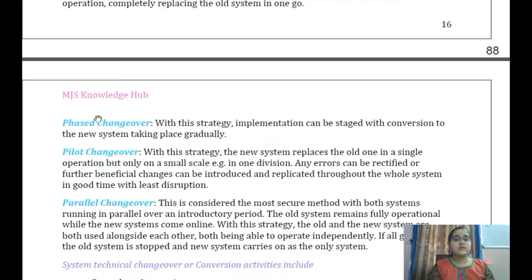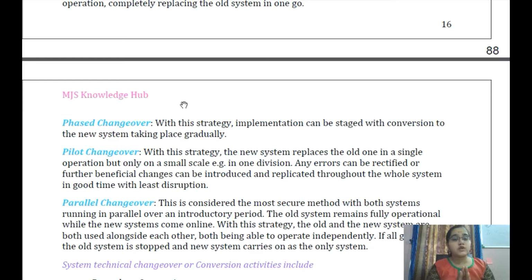So in a phased changeover, it will be taken gradually, one module at a time, but in pilot changeover you will implement everything in one place, let us say in one branch of the organization, and then if it's successful, you're going to apply it to all branches of the company. In phased changeover, you will take each module one at a time, but here the area is changed. The branch or unit is implemented with the new system, and then on successful implementation, it will be taken to the entire organization. And then comes the parallel changeover.